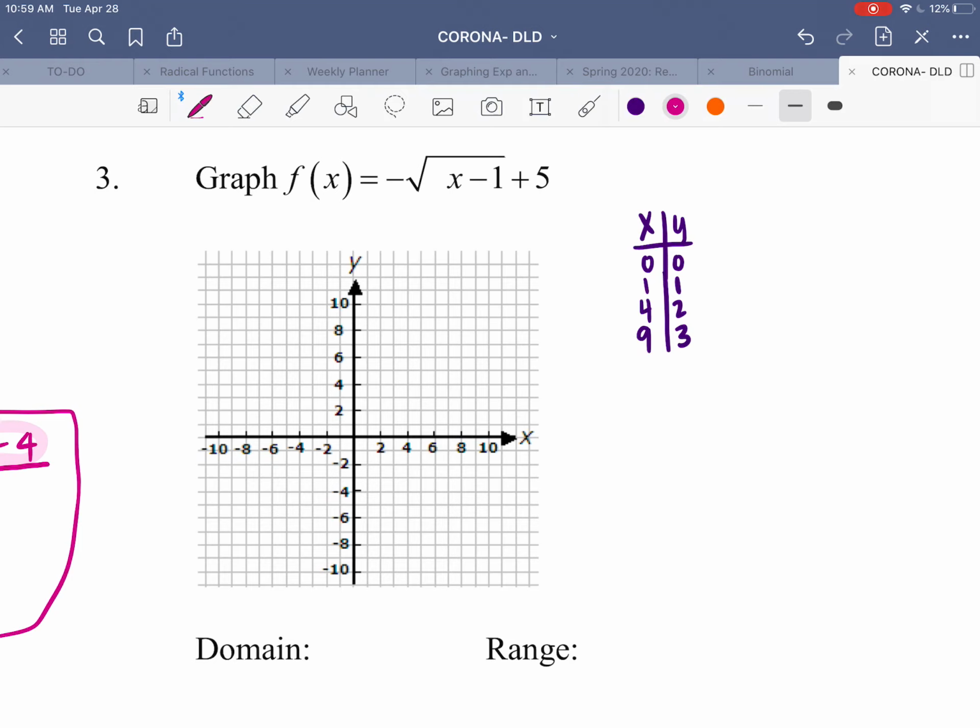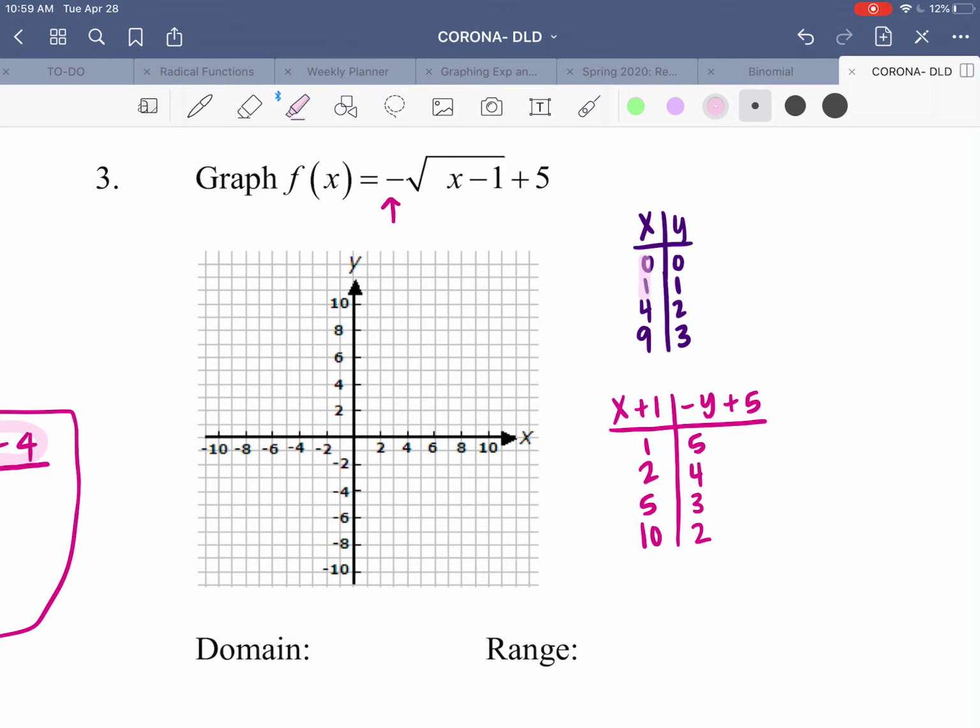We're going to shift our points here. Remember, x is lie, so instead of x minus 1, we're going to write x plus 1. And then we have to be careful here because there's a negative out front. So our y is going to be -y plus 5. And so our new points are going to become 1, 2, 5, and 10. And our new y values are 5, 4, 3, and 2. And again, I plugged all these values in here for x and got those answers. And then I plugged these y values in here and got those y values.